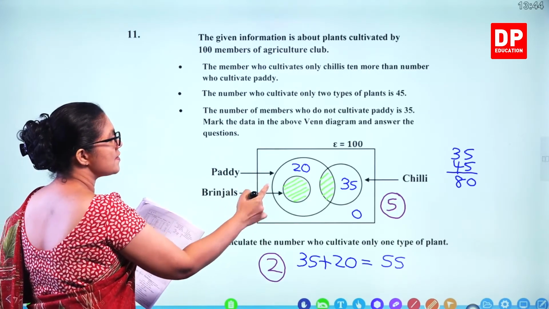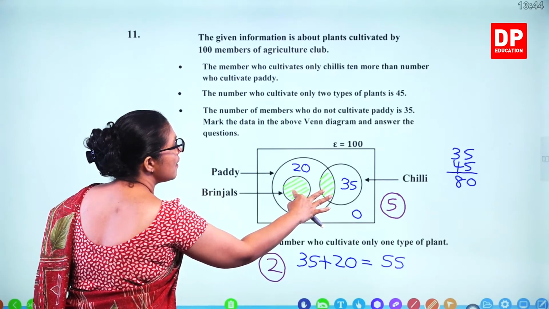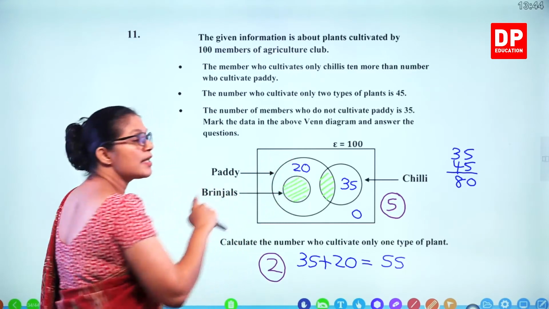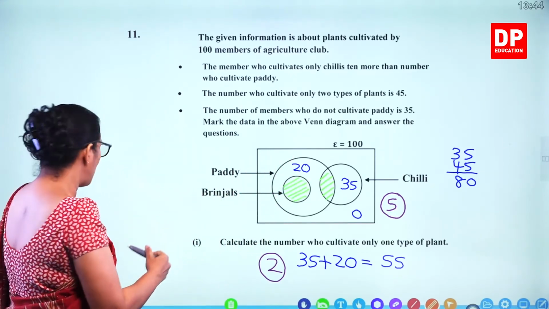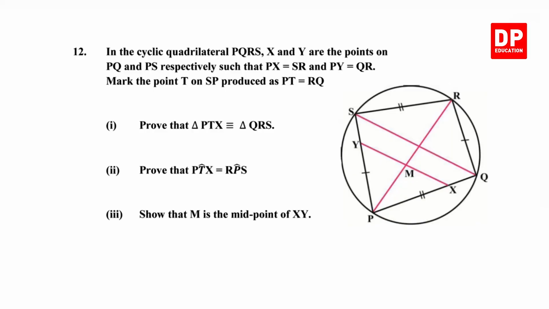So 5 marks for this diagram. We know this is 45, these two, but we can't mark it properly. So that's the Venn diagram question. And we'll do the last question.